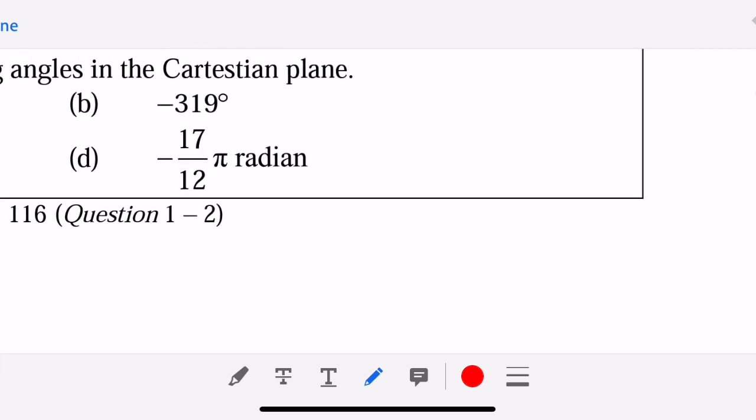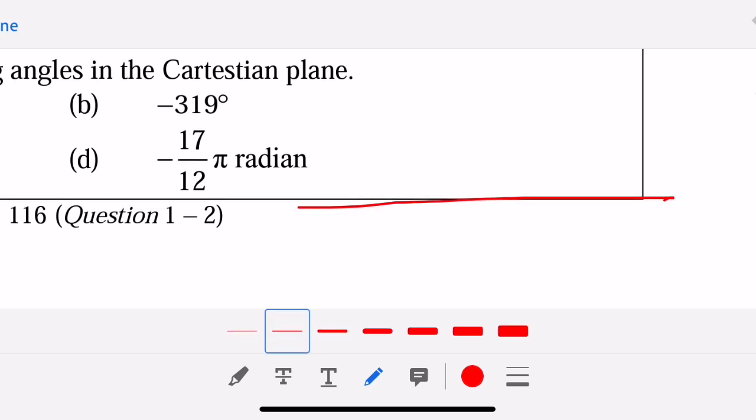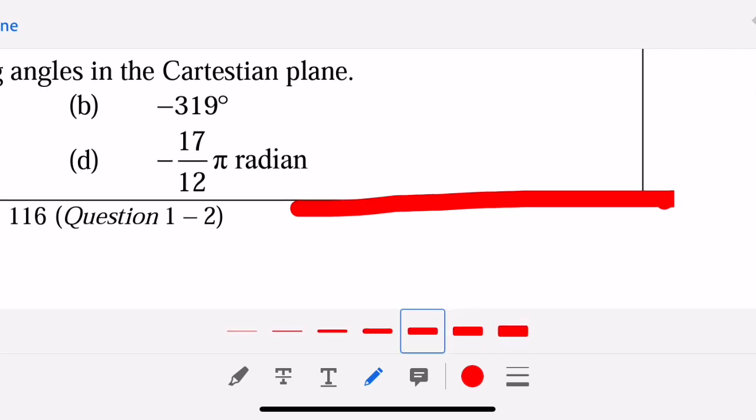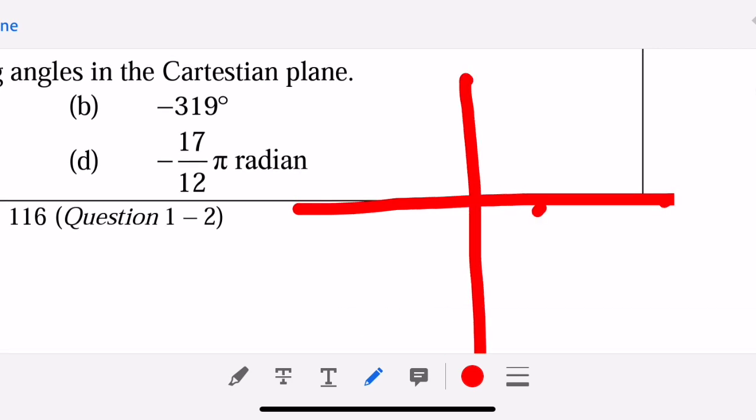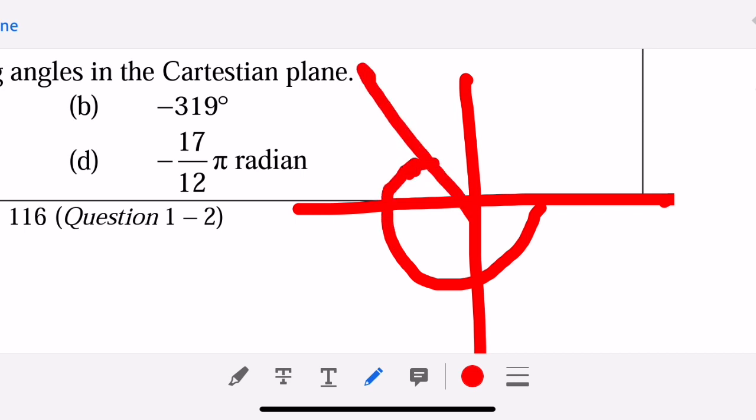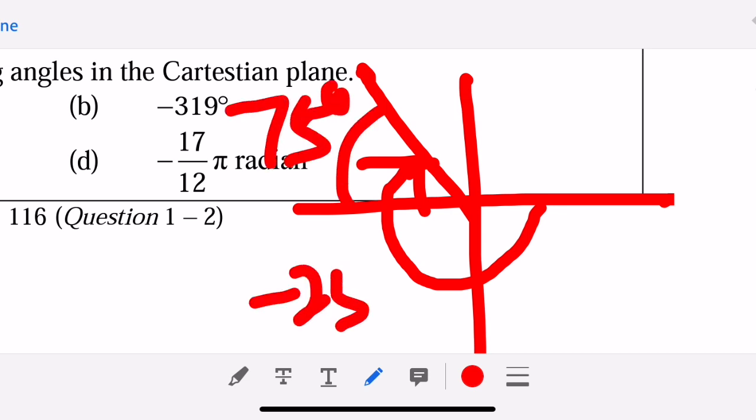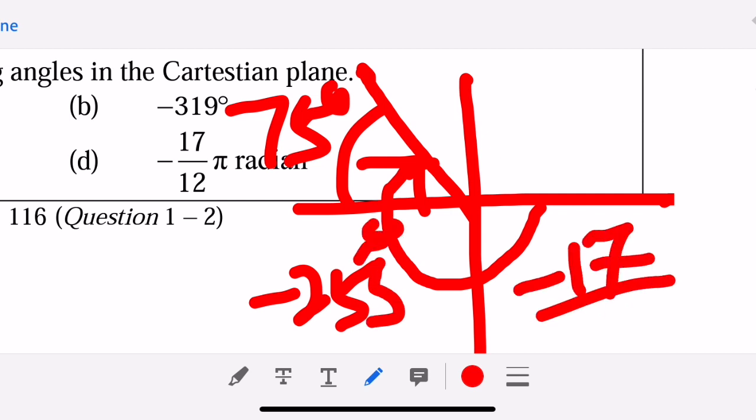Now let's say this one, negative 17 over 12 pi. You times 180, you get negative 255, right? So what you need to do is you draw the Cartesian plane. Negative 255 is somewhere around here. It's at the second quadrant. That means you take 255 minus 180, you get 75. So this alpha is 75. We label in radians also.